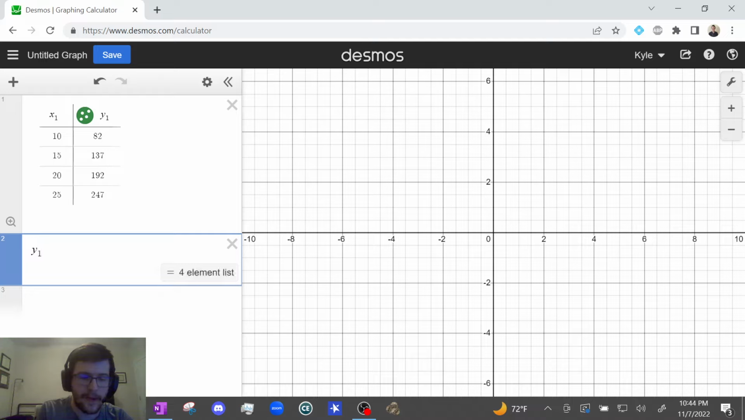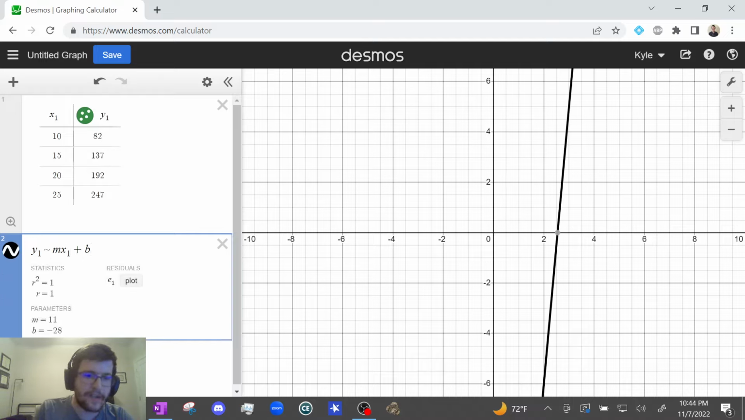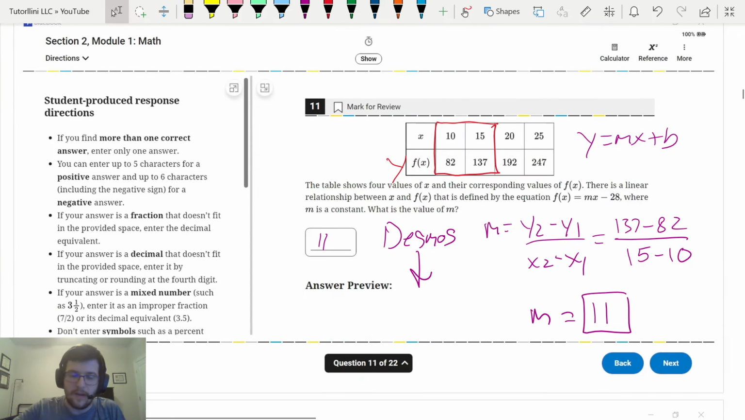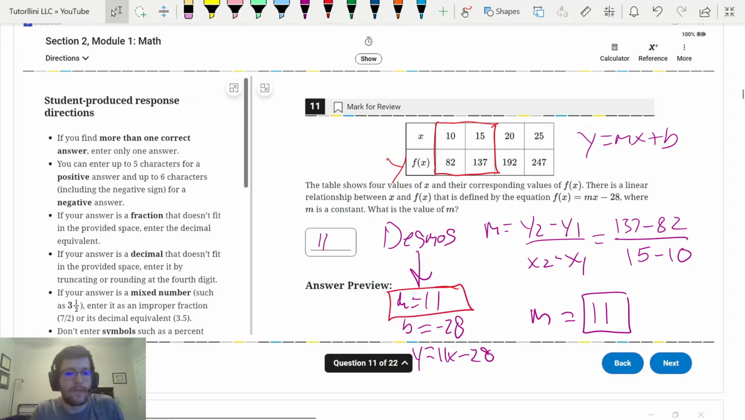And then we do y1 tilde, which is in the top left of your keyboard, mx1 plus b. And you see it tells us the parameters m equals 11 and b equals negative 28, which is what they told us, right? So b is negative 28 and the slope is 11. And then if you wanted to write down the equation of the line, you would do mx plus b, 11x minus 28. So again, the answer is 11. Using the slope formula was probably easier there, but maybe for another question, that would be a little bit faster. So I figured I'd mention it.